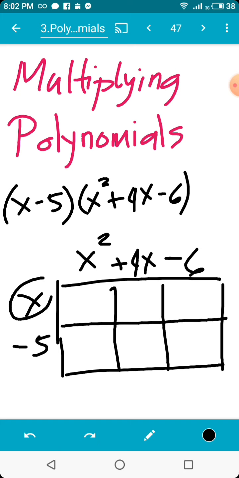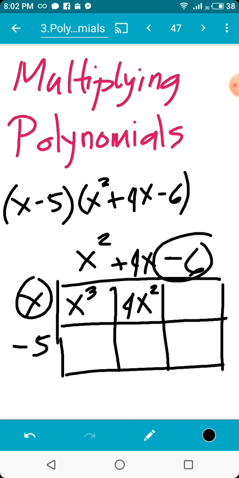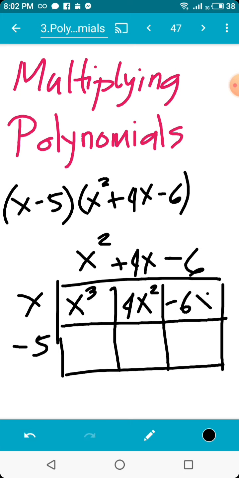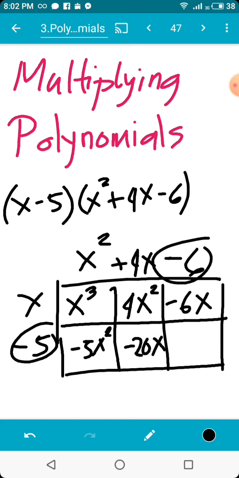Okay? So, x times x squared, so that is x cubed. X times positive 4x, that is 4x squared. X times negative 6, so that is negative 6x. Okay? So, negative 5 times x squared, so that is negative 5x squared. And then negative 5 times positive 4x, that is negative 20x. And then negative 5 times negative 6, so that is positive 30.